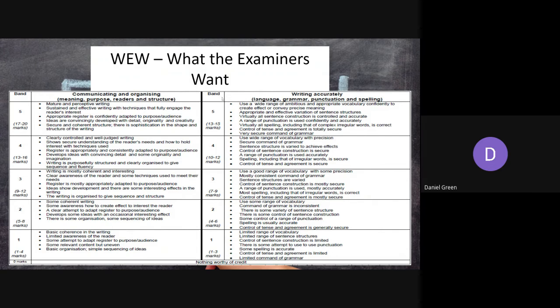Okay, so let's look at accuracy. A wide range of ambitious and appropriate vocabulary. Experiment with words. Make sure you're looking over your ambitious vocabulary that you've done with your teacher and think about how you can put those into sentences. Your spelling matters, it definitely does. But if you need to experiment with words and you think you know how to spell something, use it, give it a go.